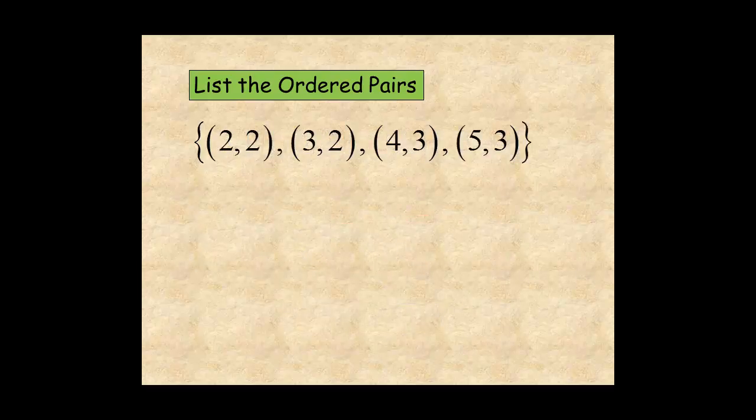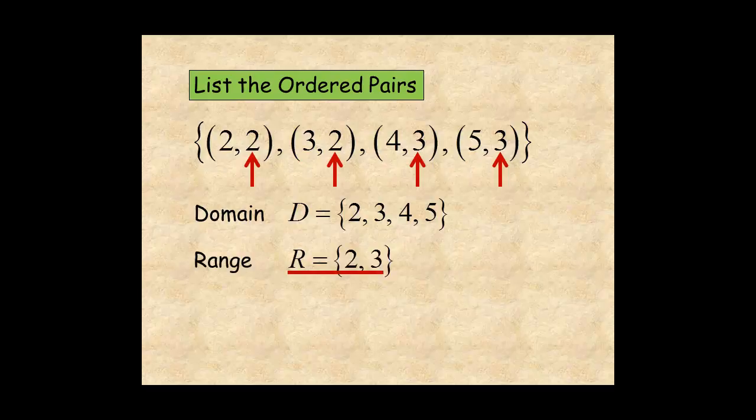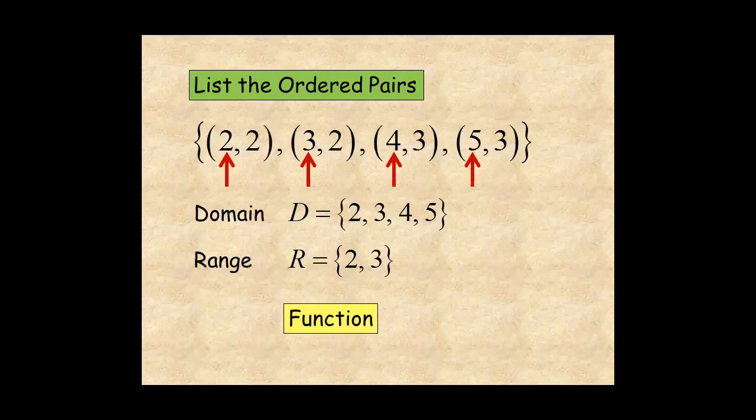Here's another example of a list of ordered pairs. The set of all the first numbers of each pair is the domain. The set of all the second numbers is the range. Since none of the elements in the domain are repeated, the relation is a function.